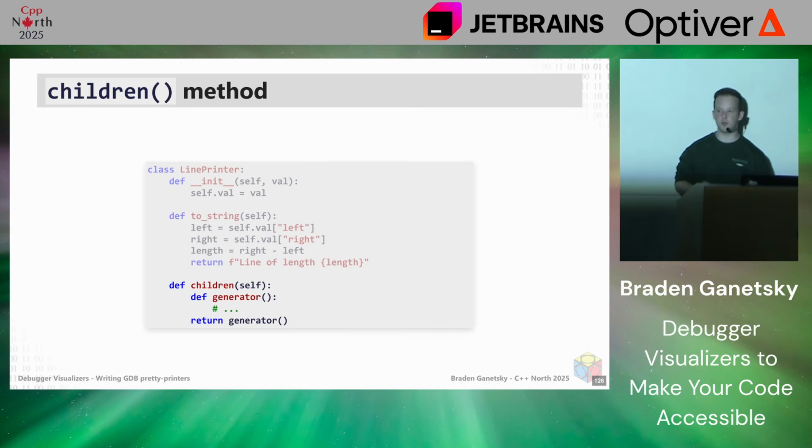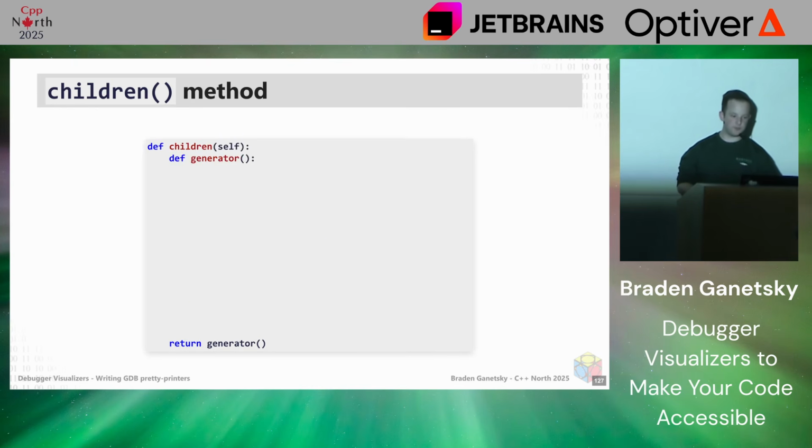I'm sure there's some stuff in itertools that you could use. I'm not too familiar with that stuff. I'll just roll it myself. And so what I typically want to do is I will have a children function that has a generator function inside of it. Then at the bottom of this function, I just return calling the generator. And now once I do that, GDB is able to take that and iterate over it and just grab all the name value pairs.